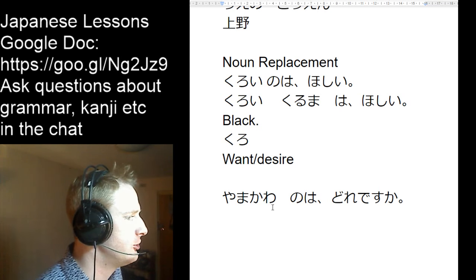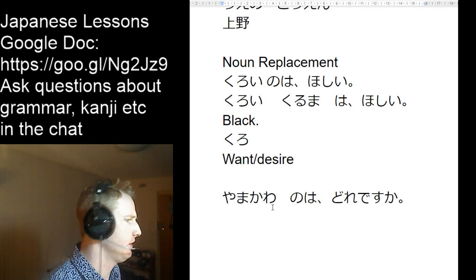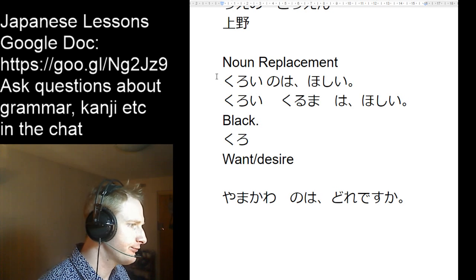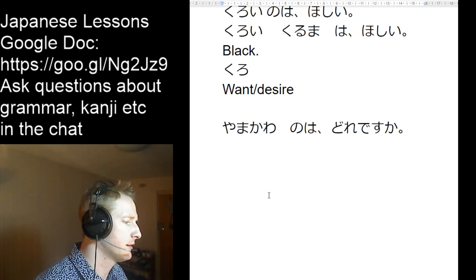The other thing that no does is it kind of replaces a noun when it's obvious from the context. So I would recommend you go look at this, but we can say, for example, Yamakawa no wa. So as for Yamakawa's something, and in the context I was talking about a bag.